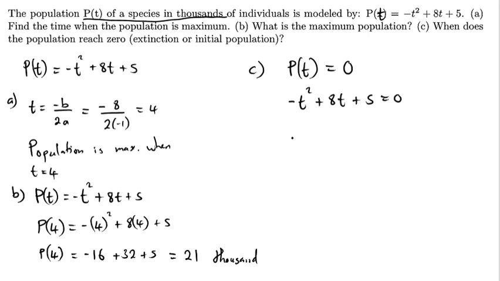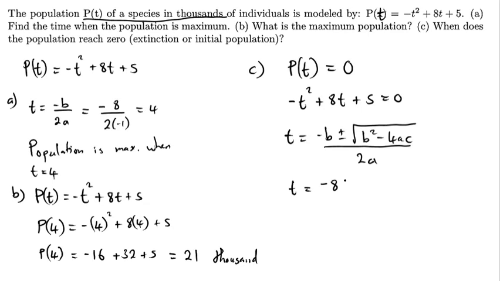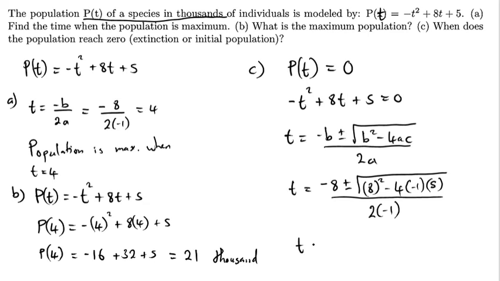So now let's solve the quadratic equation. So t is equal to negative b plus or minus the square root of b squared minus 4ac, all over 2a. So t is equal to, our b is 8, so negative 8 plus or minus the square root of 8 squared minus 4. Our a value is negative 1 and our c value is 5. All this is over 2 times a, so that is 2 times negative 1.